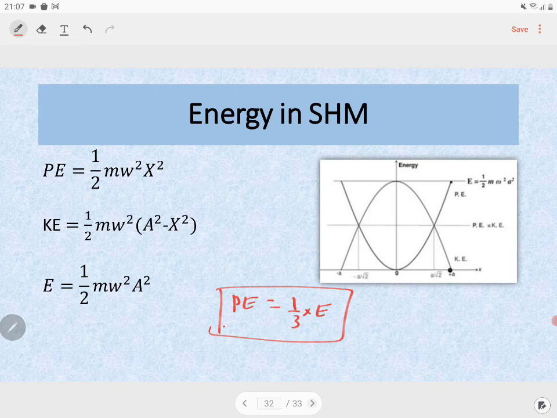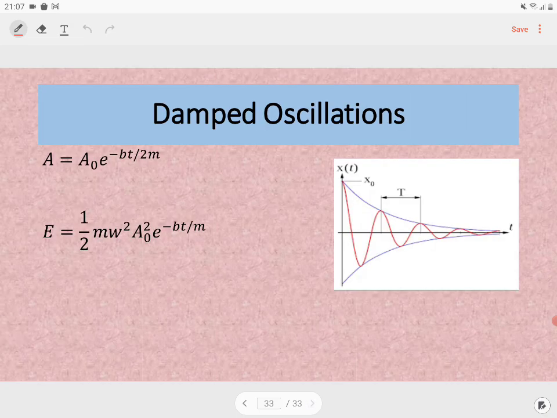Then we go to the last part, that is damped oscillations. In damped oscillation, these two formulae are very, very important, children. How does amplitude decrease? Amplitude in damped oscillation decreases exponentially. There will be one damping force, like frictional force. Because of the damping force or frictional force, the amplitude decreases exponentially and even energy also decreases exponentially.